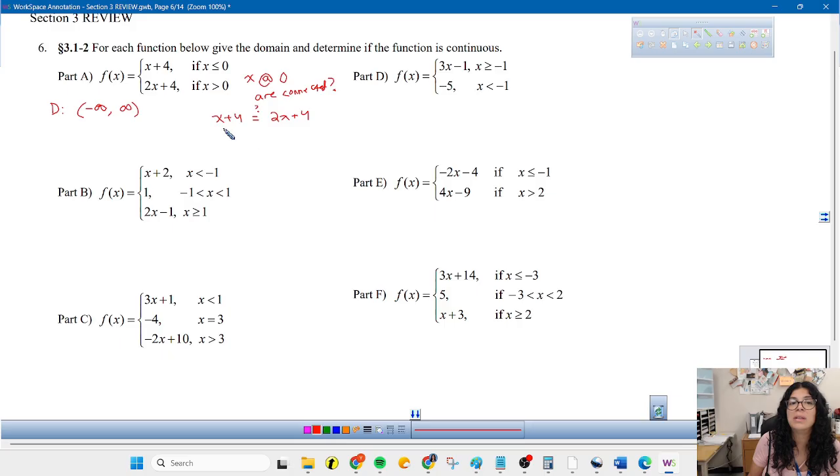So that's the question, is 0 plus 4 equal to 2 times 0 plus 4? Well, 0 plus 4 is 4. 2 times 0 plus 4 would also be 4. So yes, they are equal, they are connected. Yes, this is continuous.